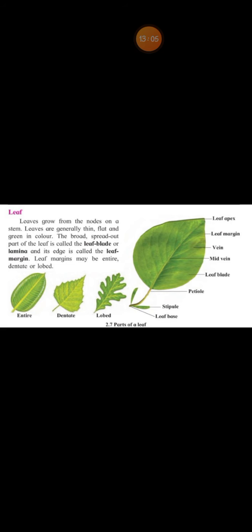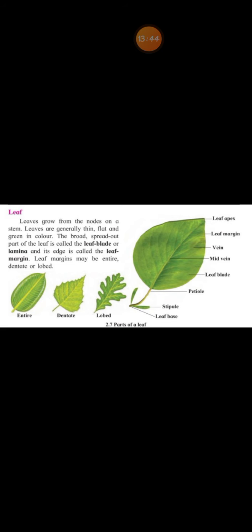Leaves grow from the nodes of a stem. Generally, the leaves are thin, flat and green in color. The broad spread out part of the leaf is called the leaf blade or lamina, and its edge is called the leaf margin. Leaf margins may be entire, dentate or lobed. You can see the figure here. Yes, children, figure of entire margin, figure of dentate margin and figure of lobed margin. Yes, children.